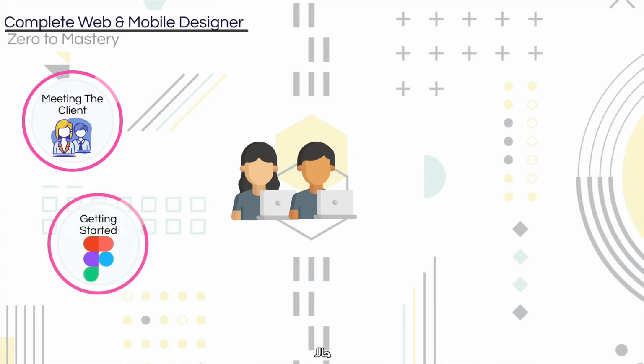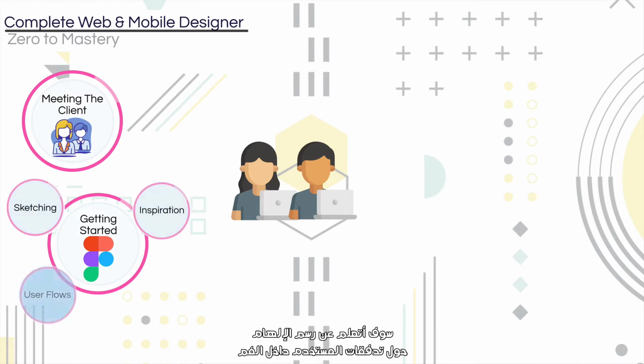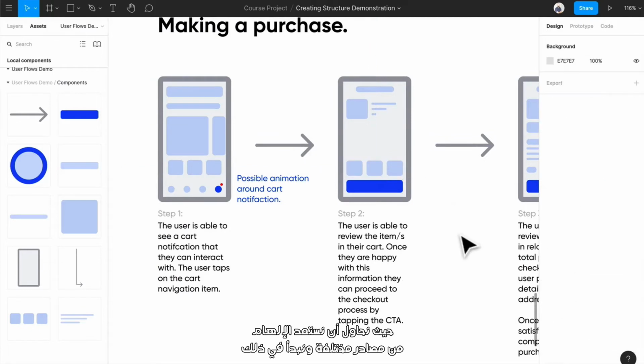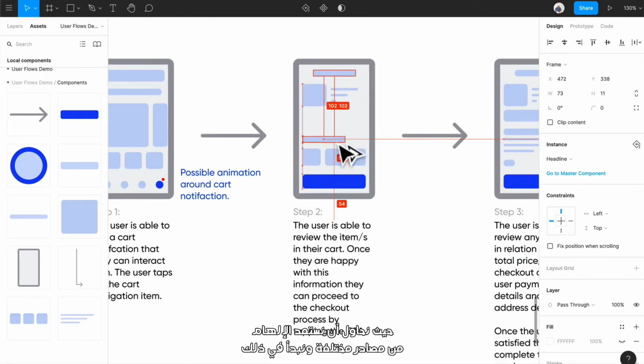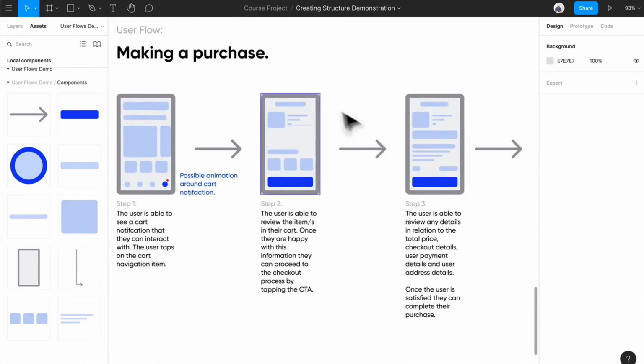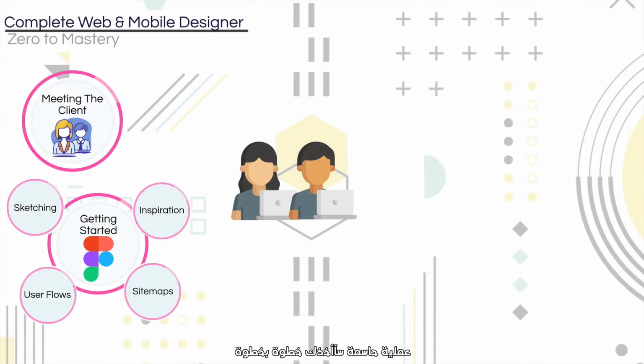So right away, we're gonna start designing this product that this fictional company, Keiko Corp, wants to build. We're gonna learn about sketching, about inspiration, about user flows and sitemaps. This is the first stage where we try to draw inspiration from different sources and start to brainstorm ideas for the product we're gonna build. This is a very critical process and we're gonna take you step by step.